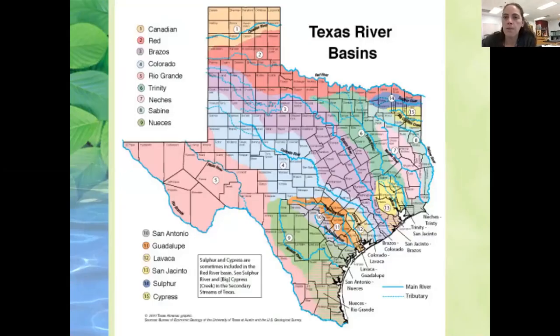So here we've got a map of just some of our major Texas rivers. So these would all be perennial rivers that have water the entire year.